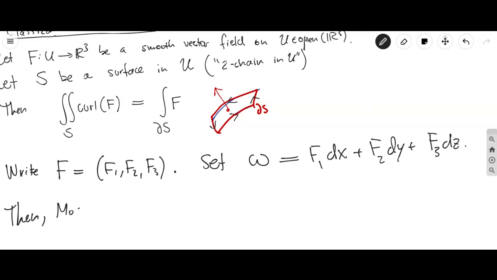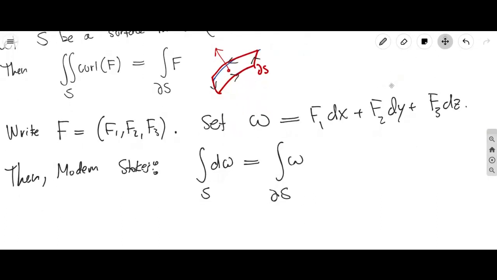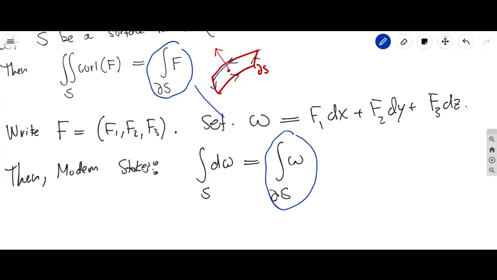Then, modern Stokes will tell us that if we integrate over S, and here we're thinking of S as a two-chain, right? This is just a two-chain. In mathematical notation, you just write a single integration. So if you integrate over S of d omega, that is the exact same thing as integrating omega over the boundary of S. Okay? And you have to check, and this is not difficult, that this and this are the same. You have to calculate what this is, calculate what that is, and show they give you the same thing.